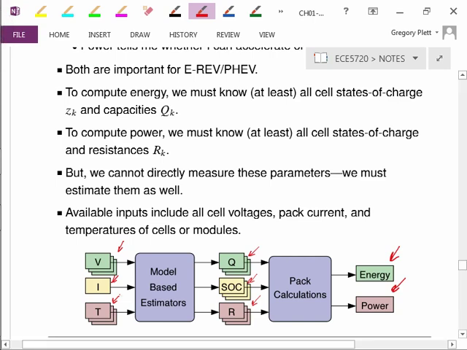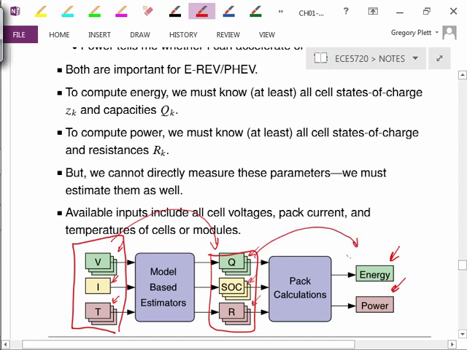And then I can use algorithms, computational methods, equations, if you will, to convert the primitive things that I know how to measure. We talked about those a couple of sections ago. We convert those measurements into estimates of capacity, state of charge, and resistance. And I use those estimates to then produce, finally, energy and power. Those are the most critical outputs.